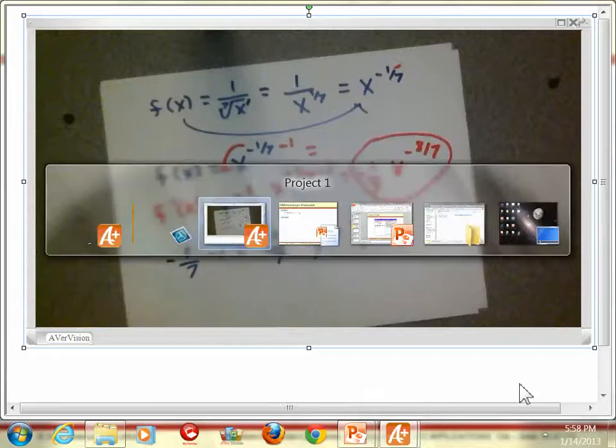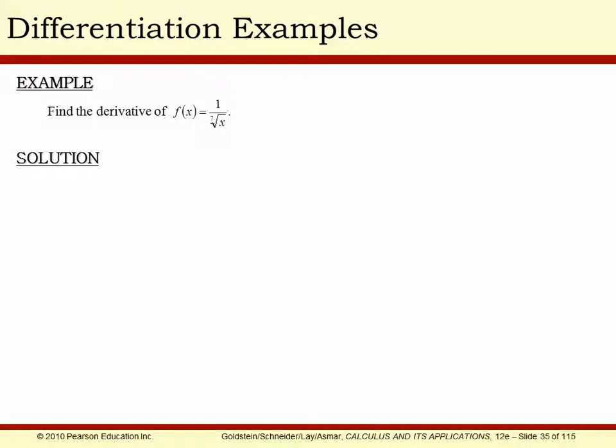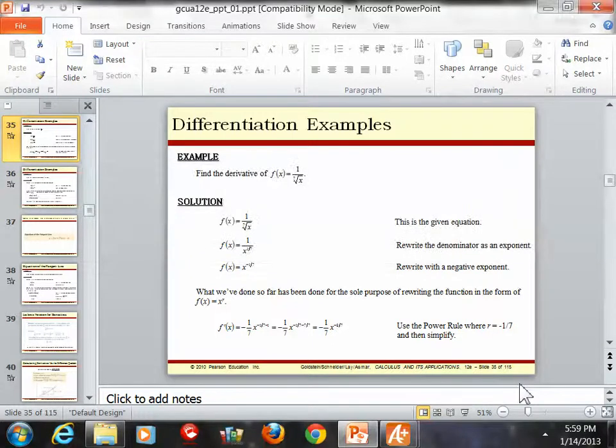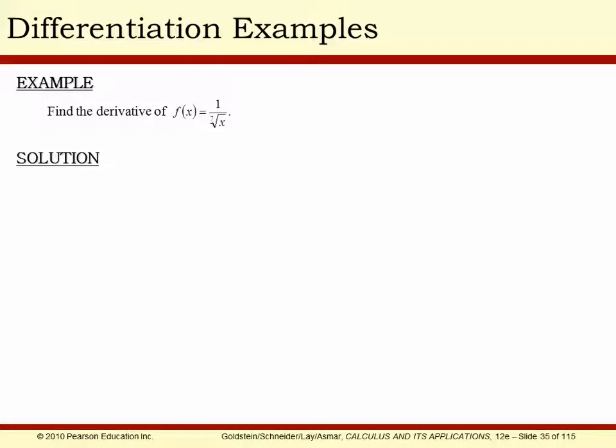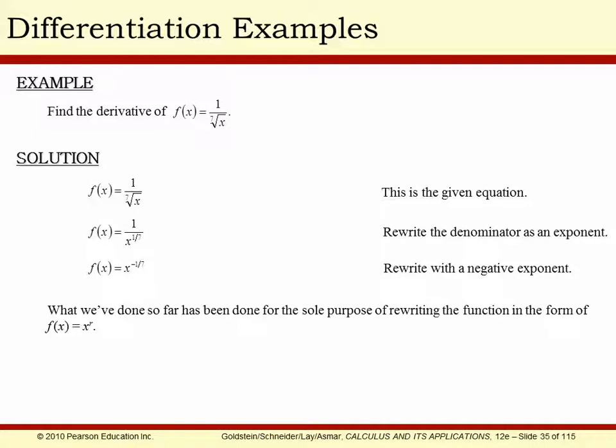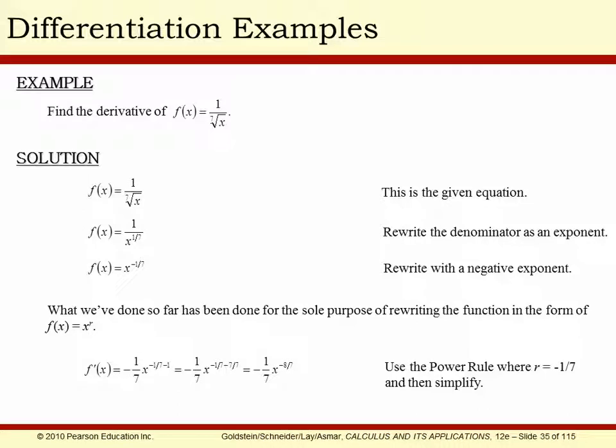Okay, so let's just run through what they're doing here. Okay. So again, what they're doing is they're just rewriting it first like I did. The 7th root of x is x to the 1 over 7. Bring it up top by putting a negative on the exponent. And now we can just use our power rule. We bring the negative 1 over 7 in front, subtract 1 from the exponent, and they get the same answer as we do.